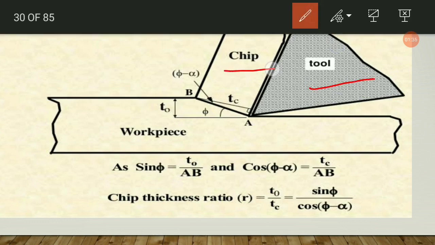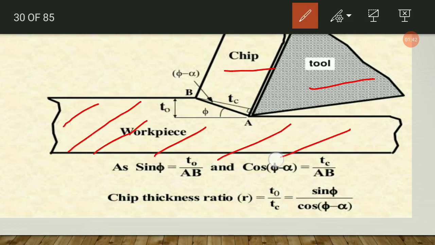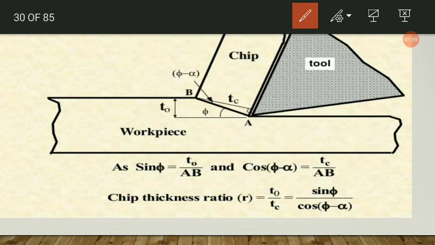Okay, now if I consider the figure, now look in this figure what happens. This is the tool and this is the chip. So if you consider this is your workpiece, and if you consider this plane as the shear plane and the angle making it with the horizontal is phi, this one is phi. Now if you consider this phi, and this thickness, there is a thickness of the cut chip. Okay, after cutting the thickness becomes Tc. Here you can see. So before cutting the thickness was T0.